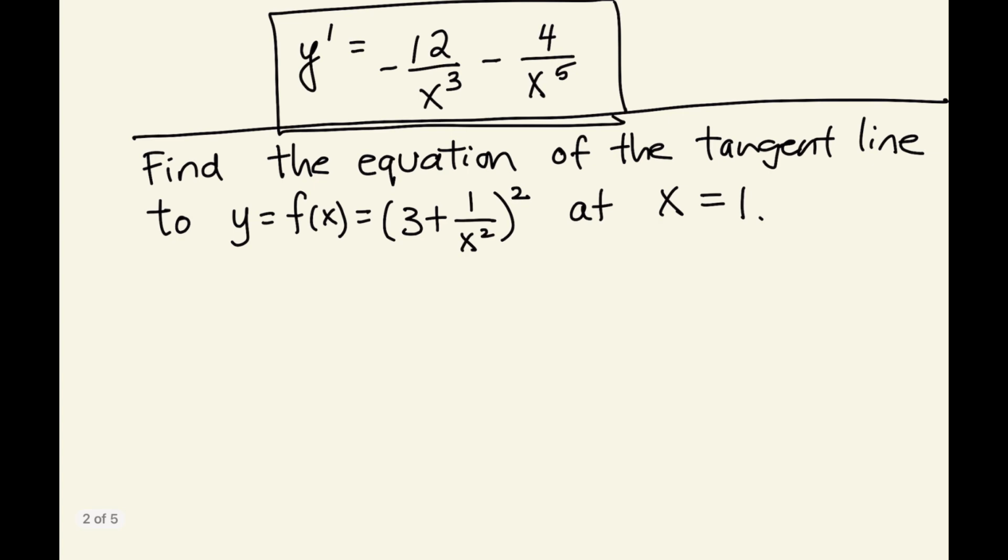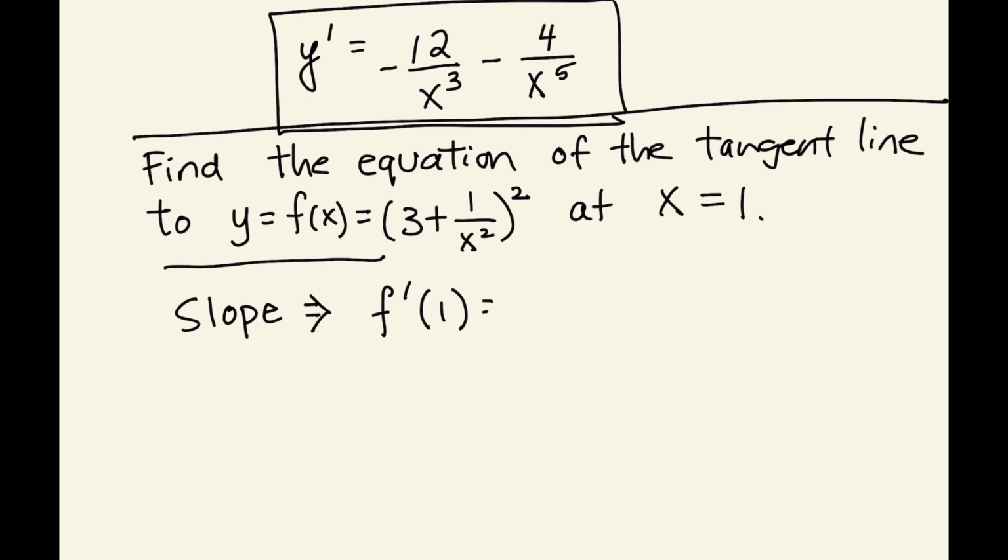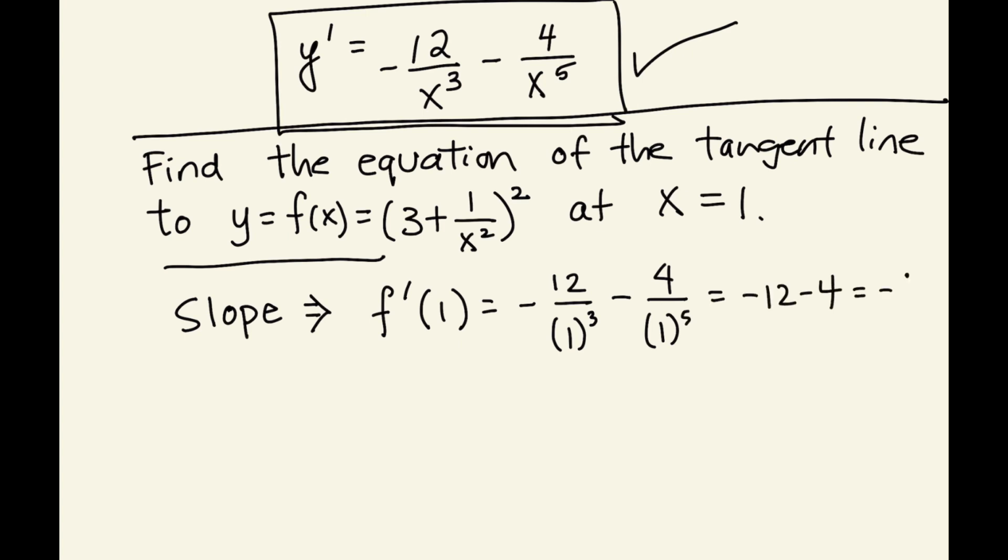So remember, to find the equation of the tangent line, we first need to find the slope of the tangent line, and conveniently that is given by the derivative. So f prime evaluated at 1 is equal to negative 12 over 1 cubed minus 4 over 1 to the 5th. So this is negative 16. That is the slope of my tangent line.